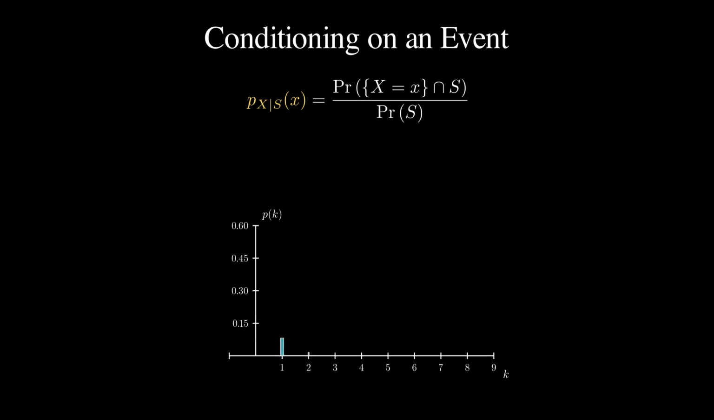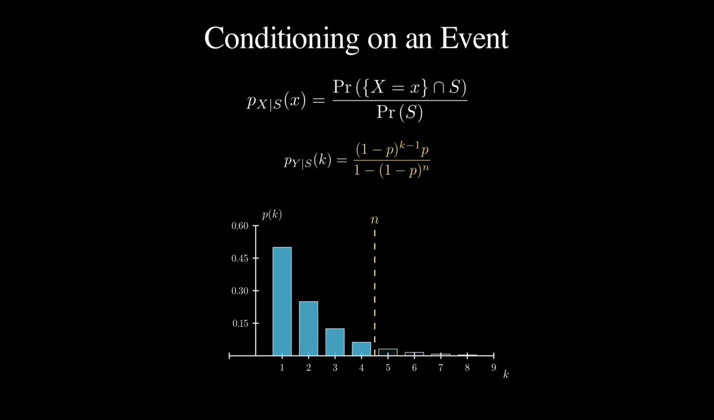Here is the picture to keep. A packet is retransmitted until it gets through, so the number of trials is geometric. But this system gives up after n failures. Given that the packet made it, what does the trial count look like? Only the first n bars survive. Their shape is untouched. Each one is divided by the same number, the probability of success, 1 minus (1 minus p) to the n. Conditioning kept the geometry and rescaled the mass. The bars beyond n vanish, the rest grow just enough to carry mass 1.